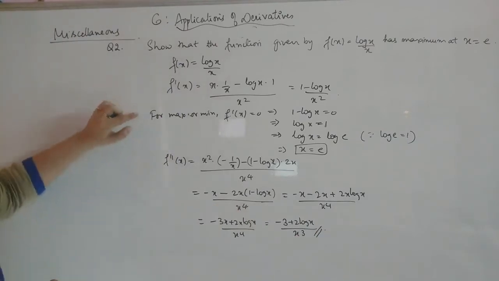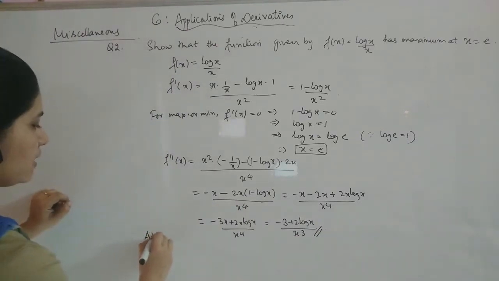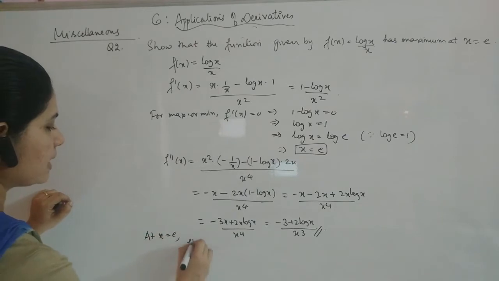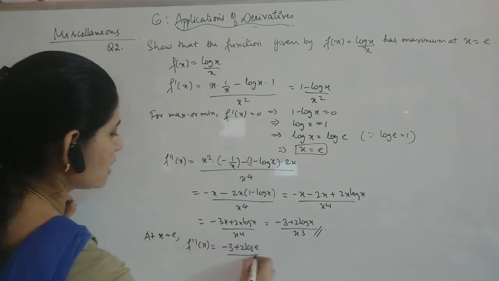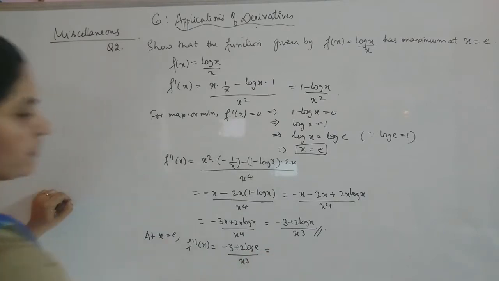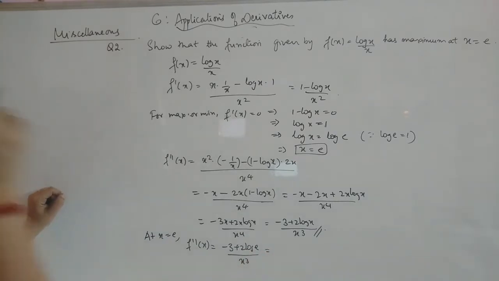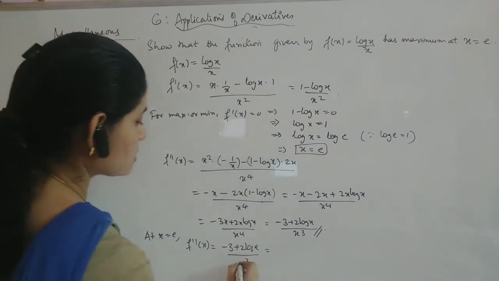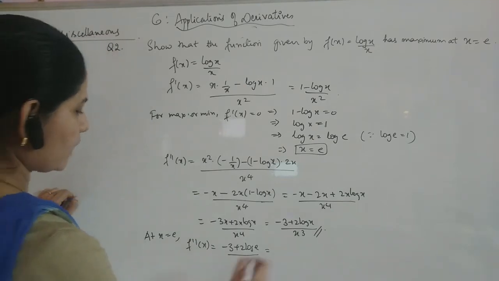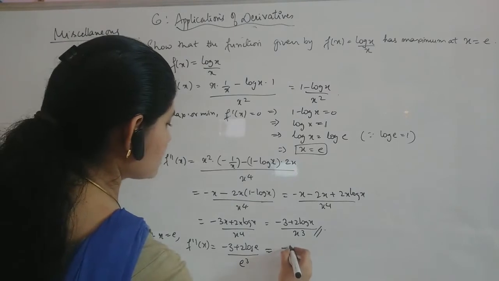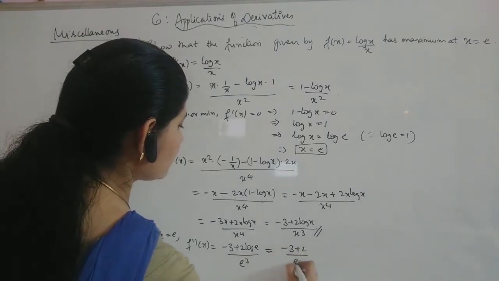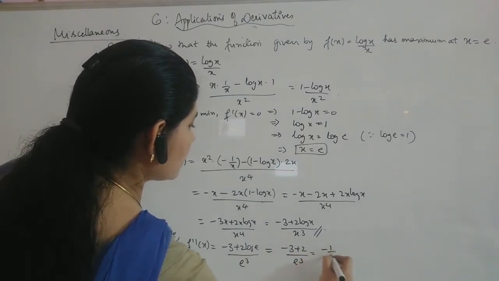Now we just check the second derivative at x equal to e. F double dash of x will give you minus 3 plus 2 log e divided by x cube. Now what is the value of log e? 1. So here also x is replaced with e cube. So what you will get? Minus 3 plus 2 divided by e cube, or minus 1 by e cube.